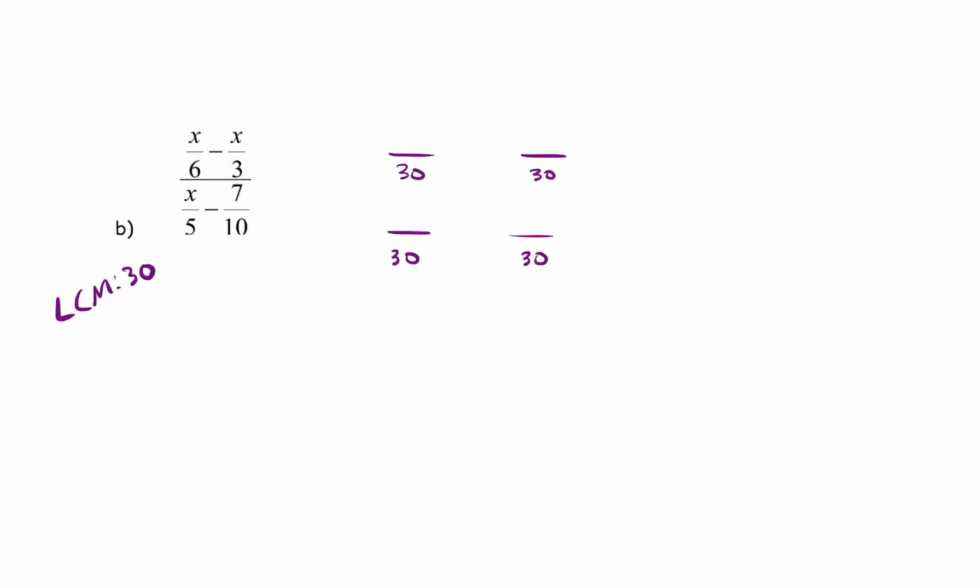So we have x, 6 times 5 gives us 30. So we're going to have 5x. 3 times 10 gives you 30, so we'll have 10x here. 5 times 6 gives you 30, so we'll have 6x here. And 10 times 3 gives you 30, so that'll be 21. There. Okay, the signs didn't change.